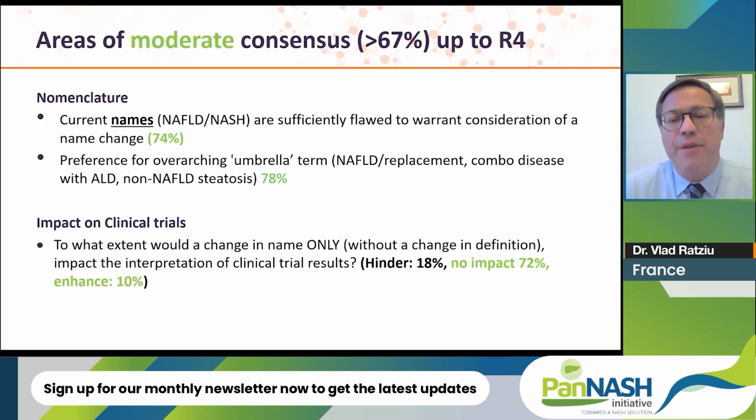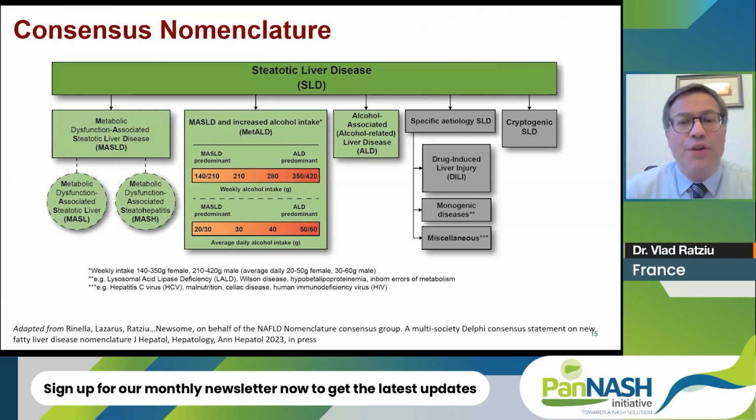For instance, the names NAFLD and NASH are sufficiently flawed to warrant consideration of a name change. So at least three-quarters of panelists agreed that the name should be changed. And then almost 80% agreed that an overarching umbrella term should be used that encompasses the different categories of steatosis based on the underlying etiological factors. The impact on clinical trials was considered to be negligible if a change in definition would be done as outlined before.